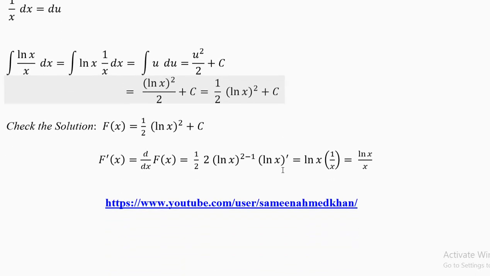Now if you differentiate this answer, you'll get back the question: half into 2 into ln x power 2 minus 1 into derivative of ln x. 2 minus 1 is 1, no need to write. Half into 2 is 1, no need to write the 1. Derivative of ln x is 1 by x. So it becomes ln x by x.